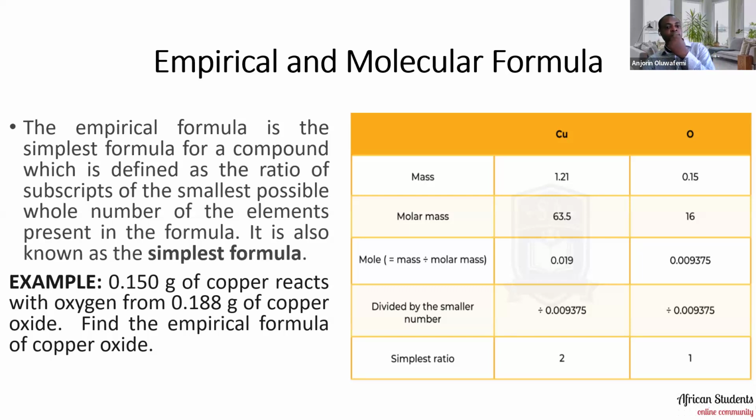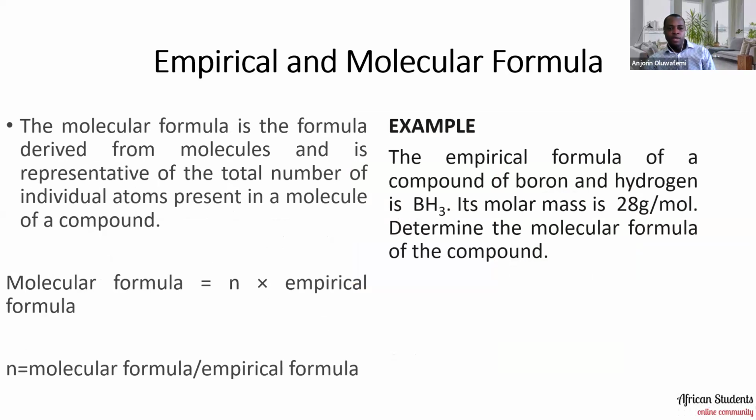Ratio 2 to ratio 1. That's the empirical formula. Now the molecular formula is the formula derived from the molecule, and it is representative of the total number of individual atoms present in a molecule of a compound. So basically, molecular formula equals N multiplied by empirical formula.